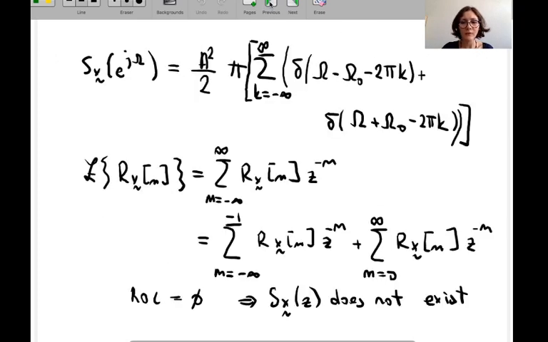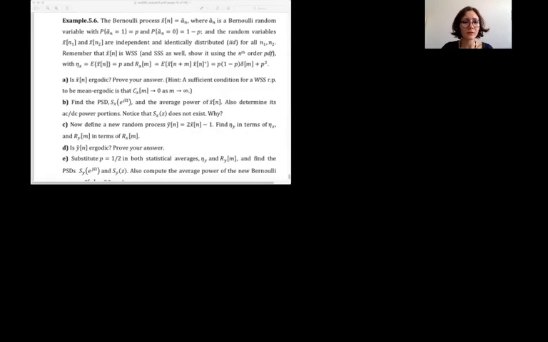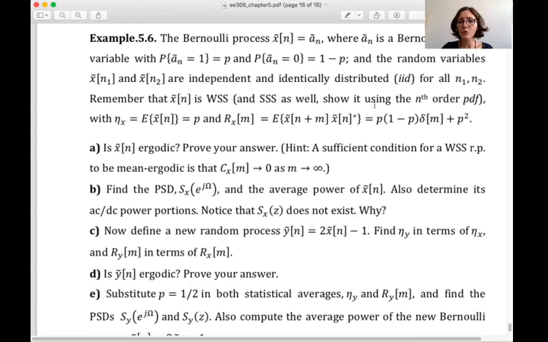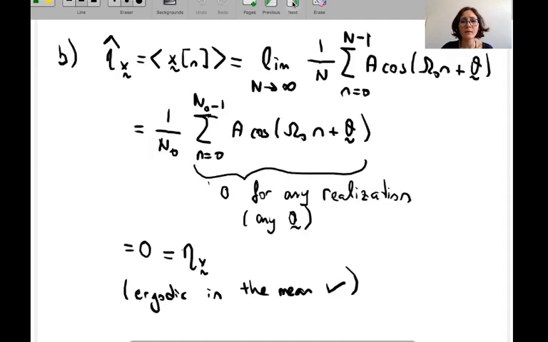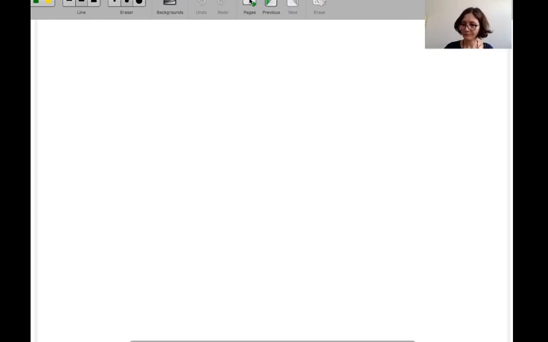Why? We have already found the, well, it's not actually here, it's even here. We have the expression for the autocorrelation function of the random process. We just have to take its Fourier transform. So this is part B.